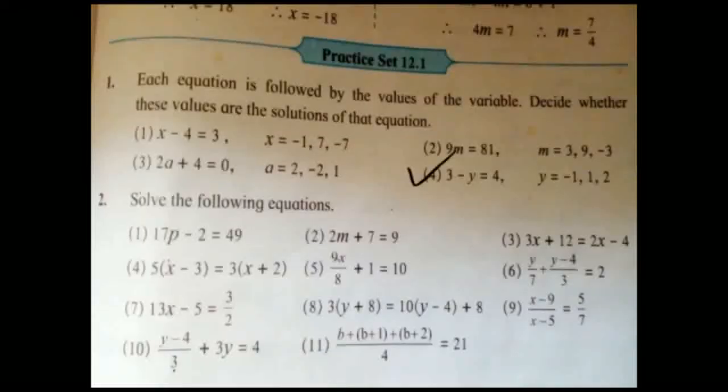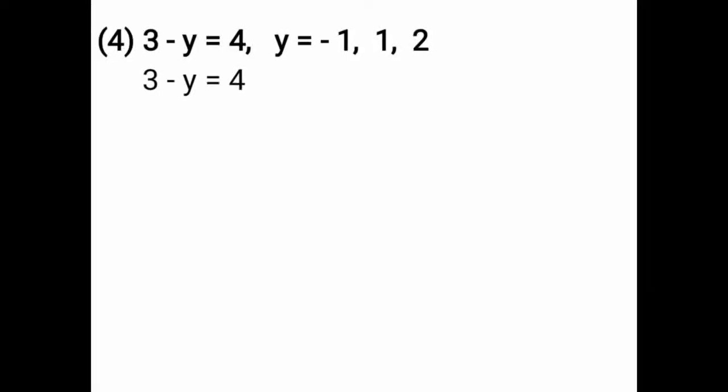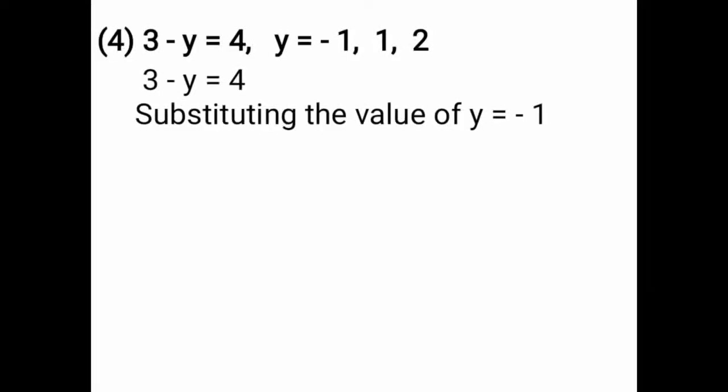Next, 3 minus y is equal to 4. The given values of variable y are -1, 1 and 2. 3 minus y is equal to 4. Substituting the value of y is equal to -1. First, one value of variable y is given, -1. So you have to substitute the value of y is equal to -1. Left hand side is equal to 3 minus y, that is equal to 3 minus in bracket -1. I have substituted the value of y is equal to -1.